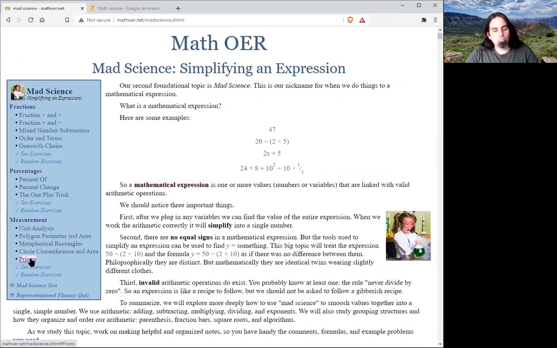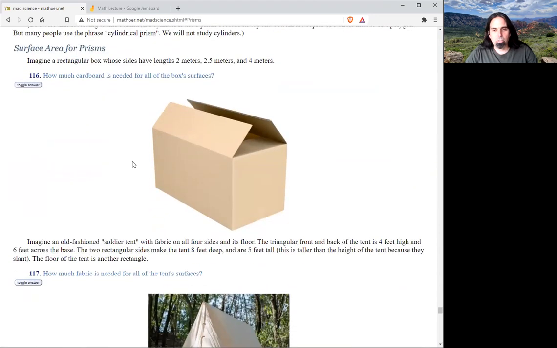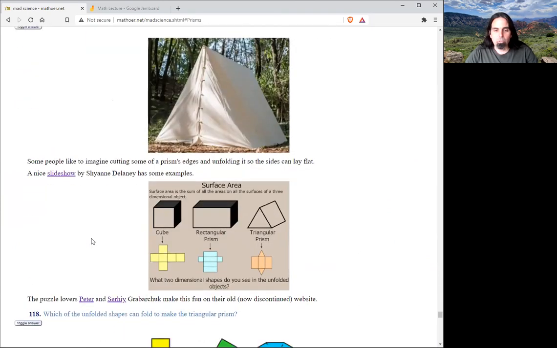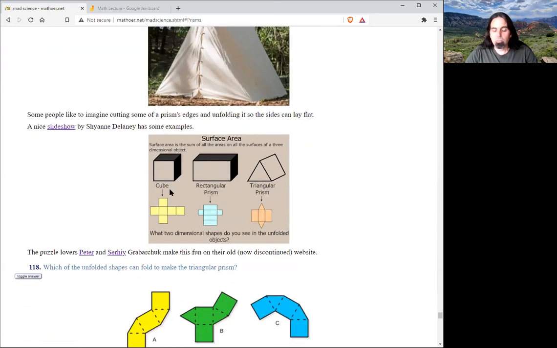So we're almost done. Prisms had surface area and volume, and we talked about surface area, the edges of a cardboard box, the fabric around a tent, and how you could think of it as either cutting the sides apart or possibly, as in this brown picture, unfolding it, and then just add up all those flat areas.